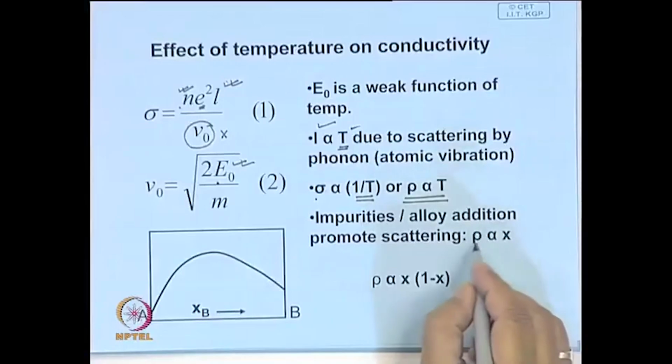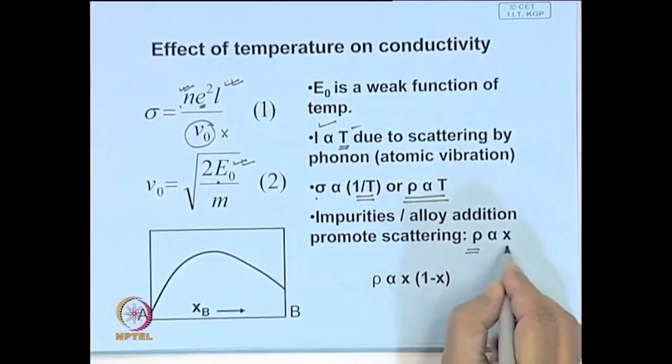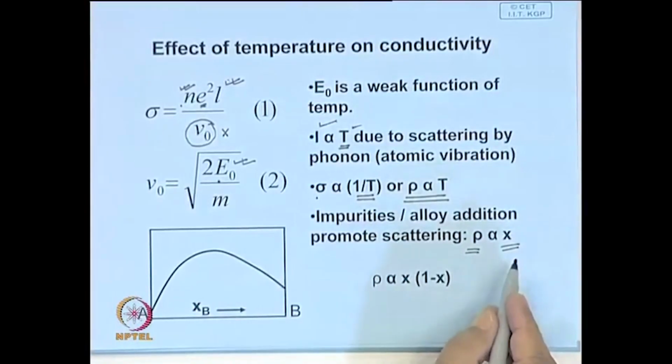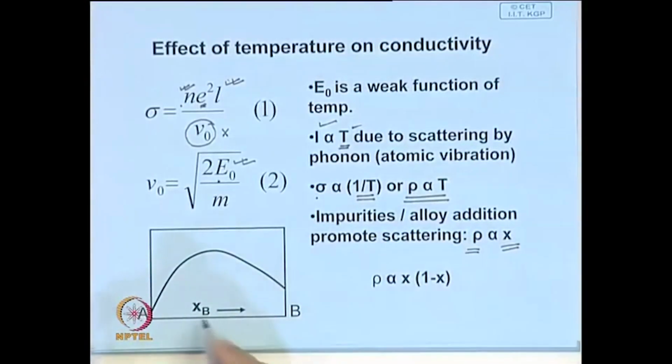So, therefore, if you increase this impurity, there should be a direct relationship between resistivity and the concentration of these impurity elements, which is represented like this. Rho is proportional to the atom fraction of that impurity. Now, suppose we take a binary system, say two elements A and B, both are conductors and they can be mixed in all proportions.